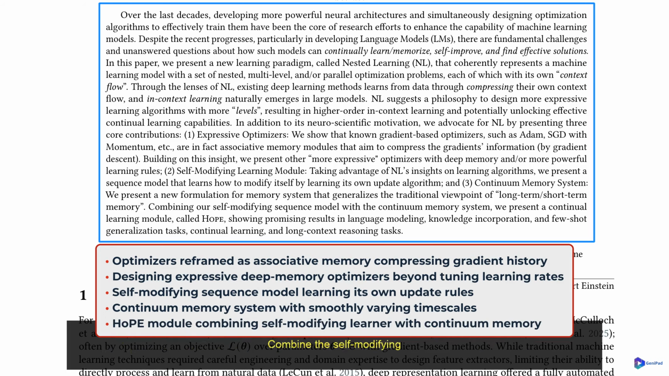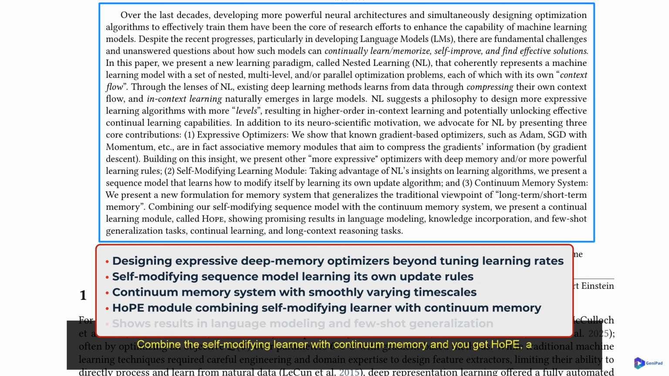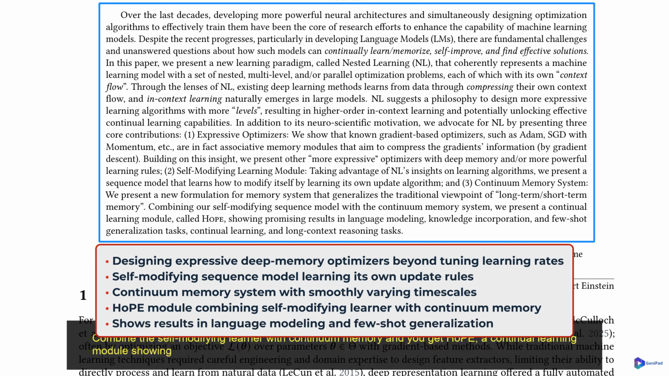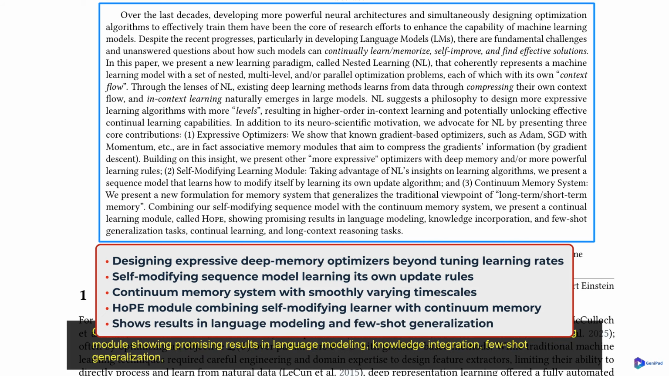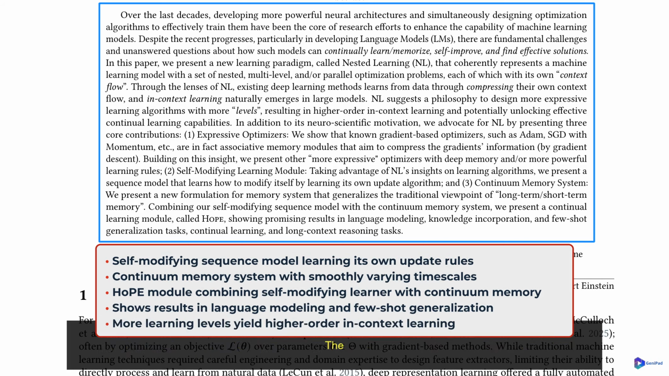Combine the self-modifying learner with continuum memory and you get HOPE, a continual learning module showing promising results in language modeling, knowledge integration, few-shot generalization, and long context reasoning. The bet: more levels of learning yield higher order in-context learning and durable on-the-fly improvement.